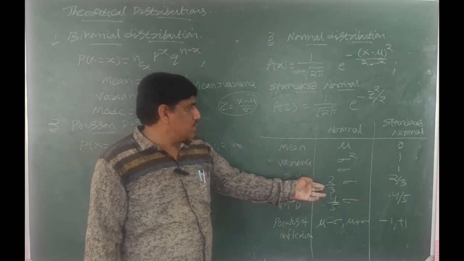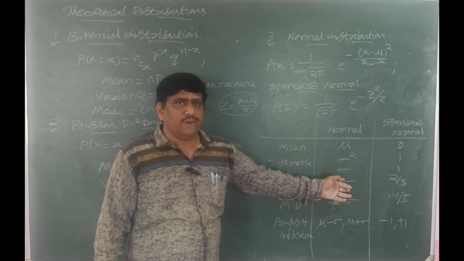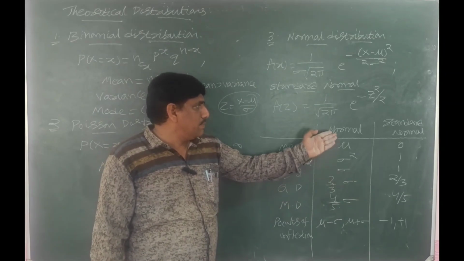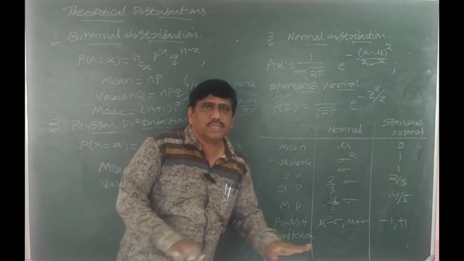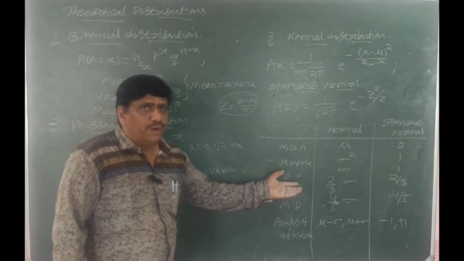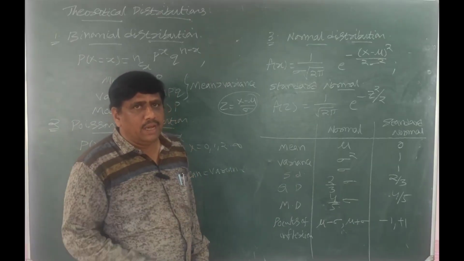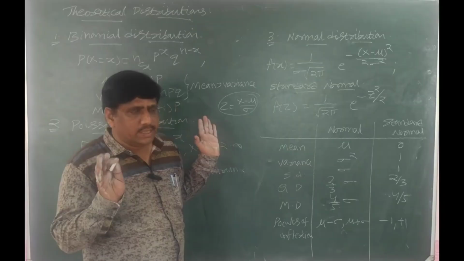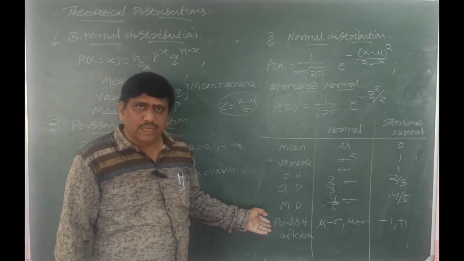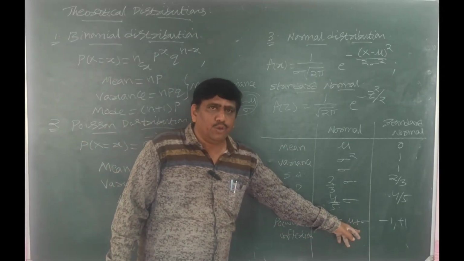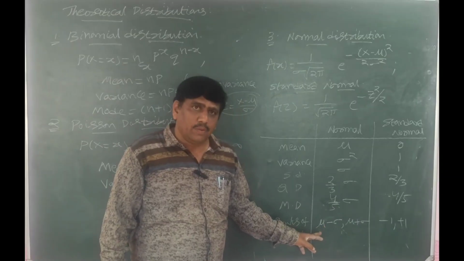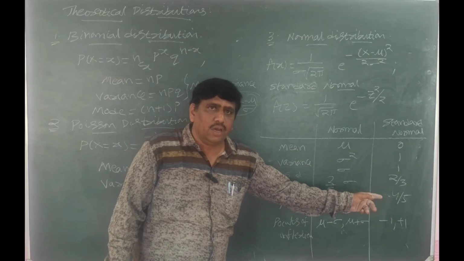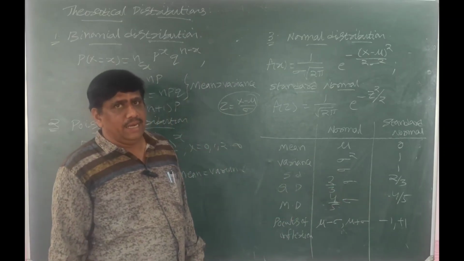QD formula for normal is 2/3 sigma or 0.675 sigma. For standard normal, sigma becomes 1, so QD is just 2/3. MD for normal is 4/5 sigma or 0.8 sigma. For standard normal, sigma becomes 1, so MD is 4/5 or 0.8. Points of inflection for normal distribution are mu minus sigma and mu plus sigma. For standard normal, mean is 0 and sigma is 1, so −1 and +1 are the points of inflection.